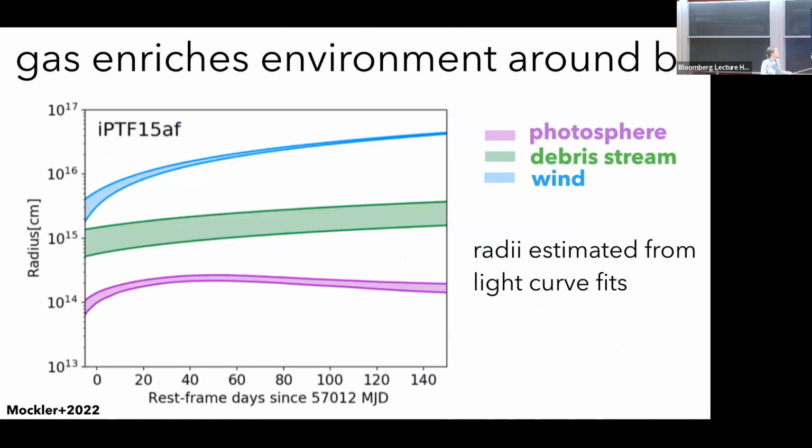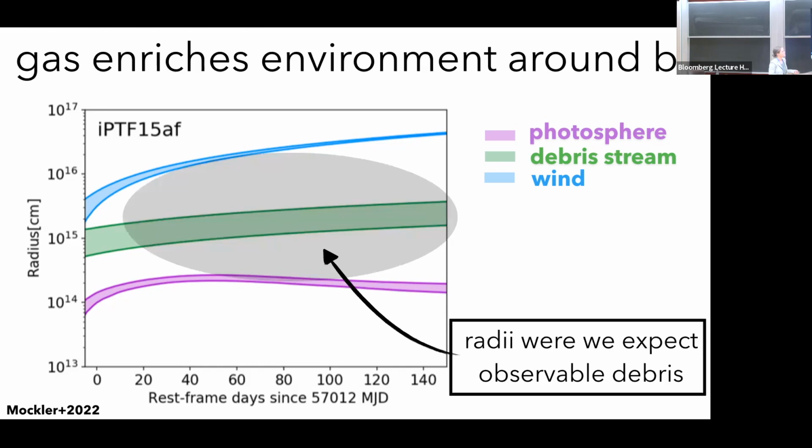And so we can actually use our modeling to estimate where these radii are for real events. We have a photosphere radius, debris stream, wind. The wind is just an approximation based on some of these events that do have outflow line velocity measurements. So I put it in as 0.1c, but starting at the time when mass is falling back to the black hole for the first time. And so this region where we expect observable debris to be is between the photosphere and the wind radius.